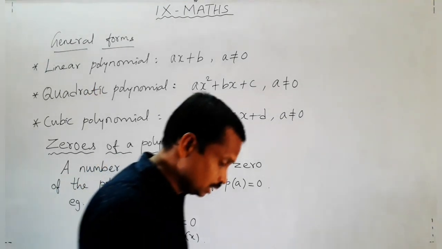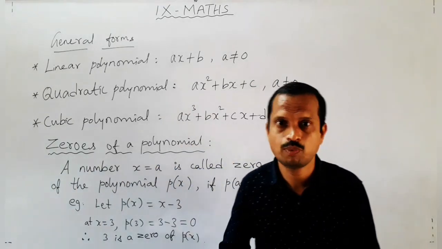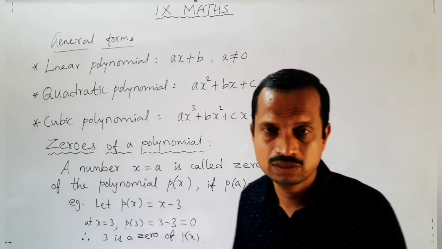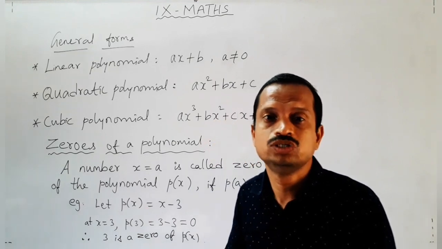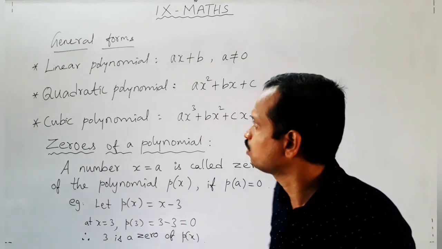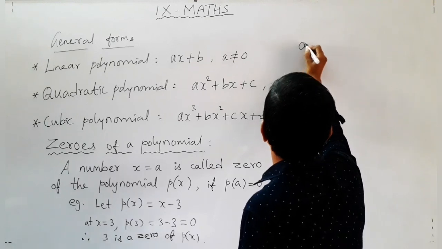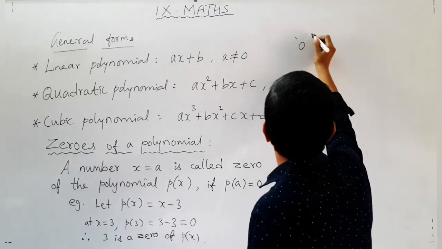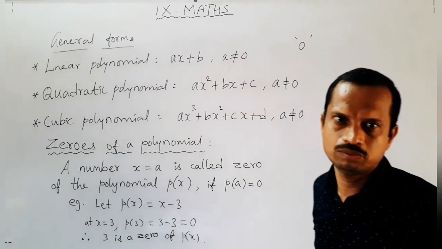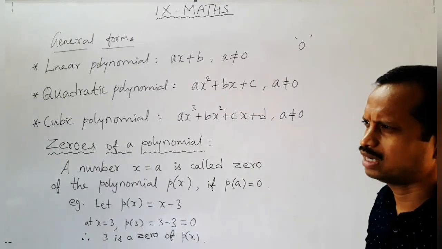Don't confuse 0 polynomial and zeros of a polynomial. In the previous class we discussed the 0 polynomial. What is the 0 polynomial? For example, the number 0. The number 0 is a 0 polynomial. When does it come like that?